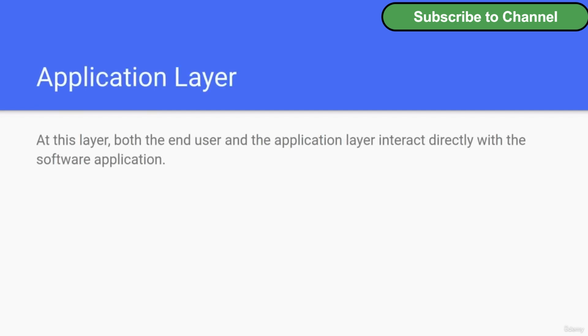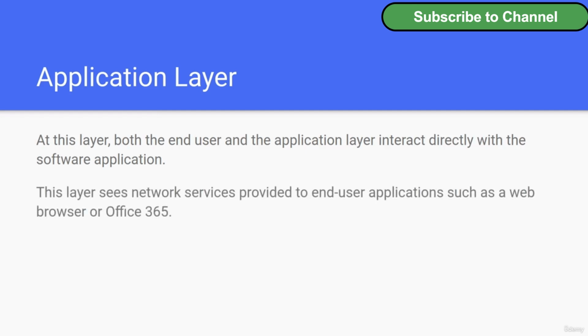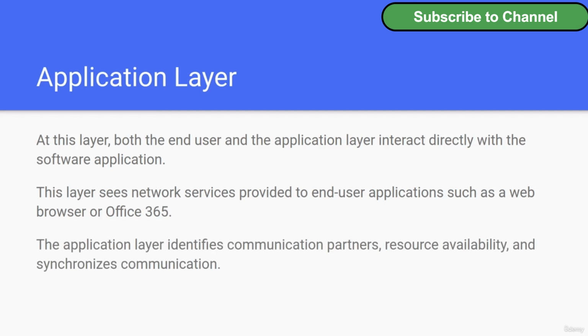And finally, we have the application layer, at which both the end user and the application interact directly with the software application. This layer sees network services provided to end user applications such as a web browser or Office 365. The application layer identifies communication partners, resource availability, and synchronizes communication.